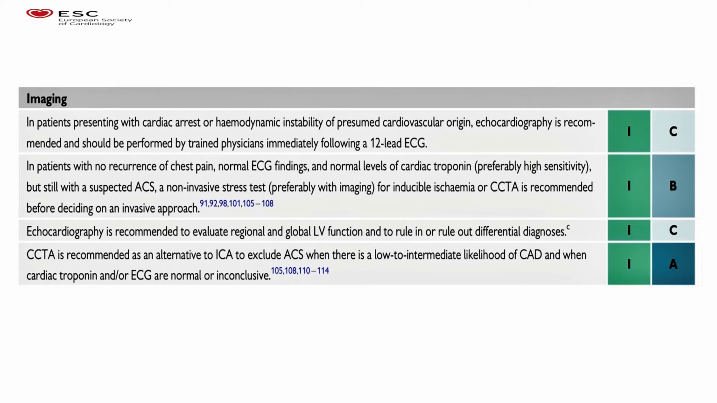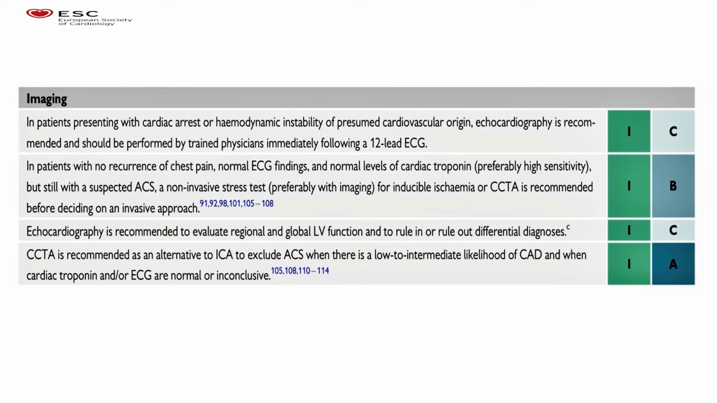Class 1 Level C. In patients with no recurrence of chest pain, normal ECG findings, and normal levels of cardiac troponin, preferably high sensitivity, but still with a suspected ACS, a non-invasive stress test, preferably with imaging, for inducible ischemia, or coronary CT angiography is recommended, before deciding on an invasive approach. Class 1 Level B.